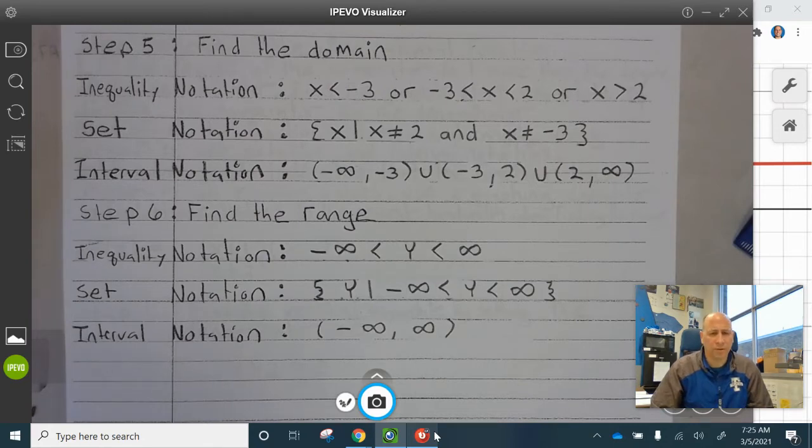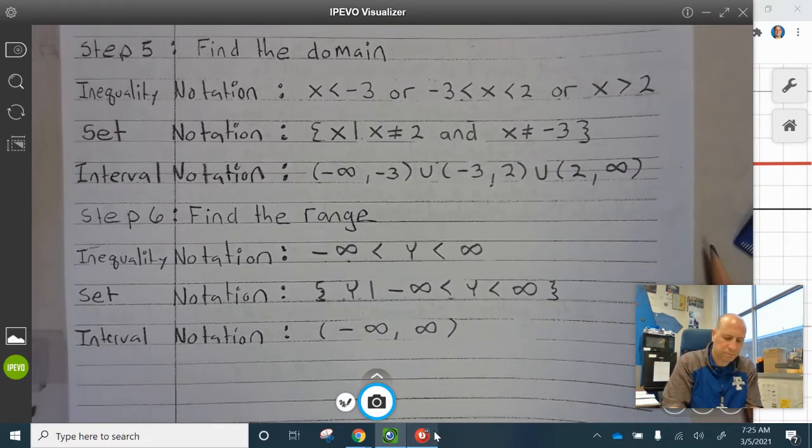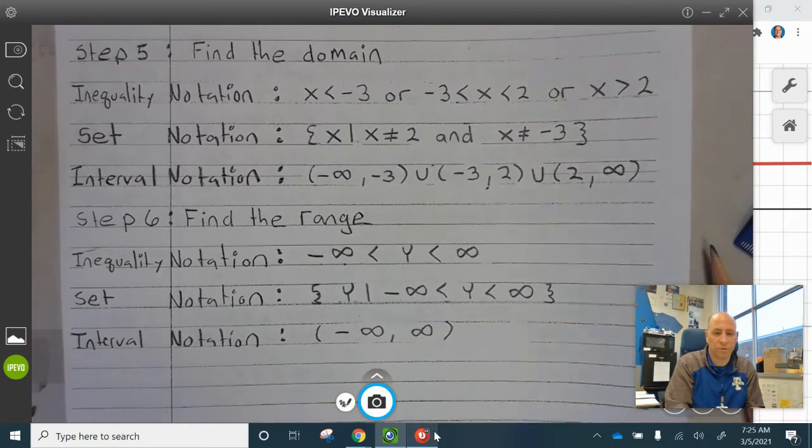Step 6, find the range. Since the inequality is -infinity to infinity, set notation is from -infinity to infinity, and interval notation is from -infinity to +infinity. All right. Go ahead and finish up with that.